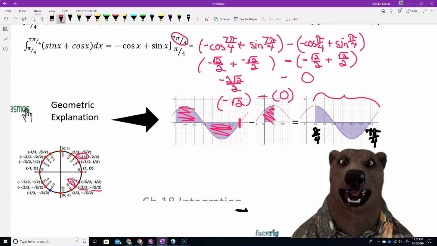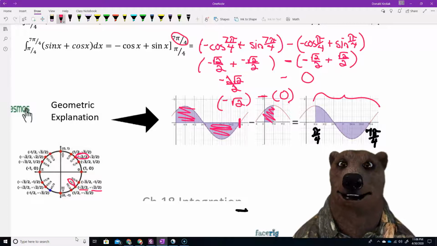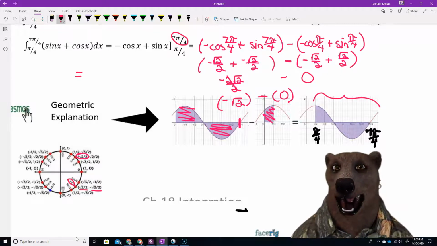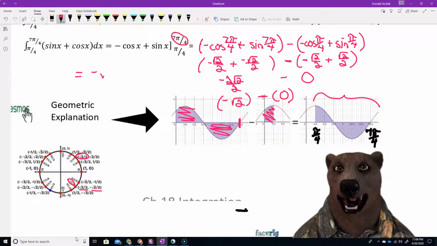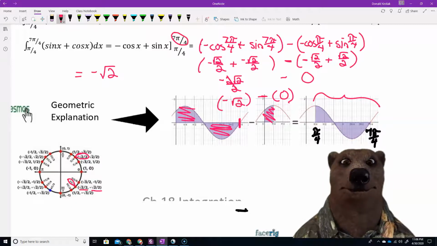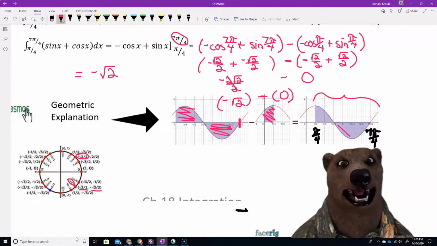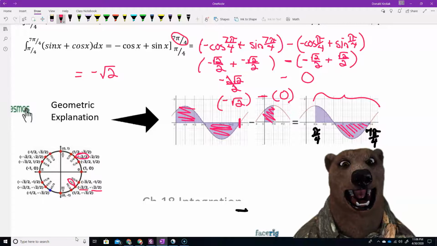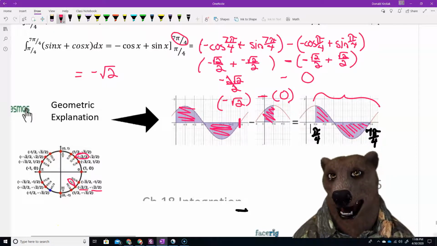So my net area is negative root 2. And that kind of makes sense because there's more negative area than there is positive. So the net is going to be negative.